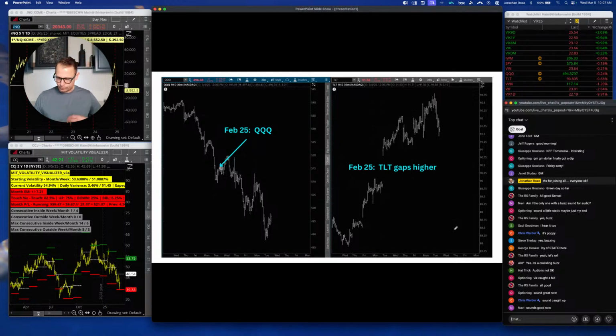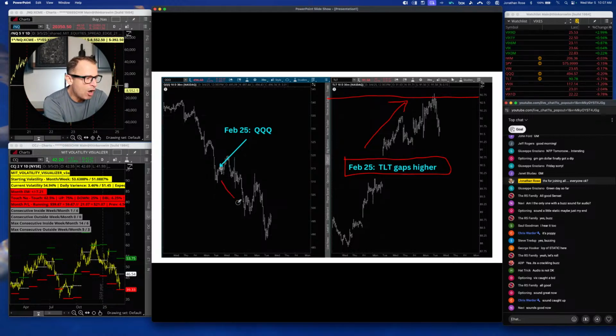And then finally, just to give you an idea, February 25th is when the TLT gapped higher. That was right here. TLT gapped higher, 92.75 is the 200 period moving average. But after February 25th, when the TLT gapped higher, QQQs have been offered ever since. Watch your TLT, watch the bonds. That's by far the most important component of this trade.